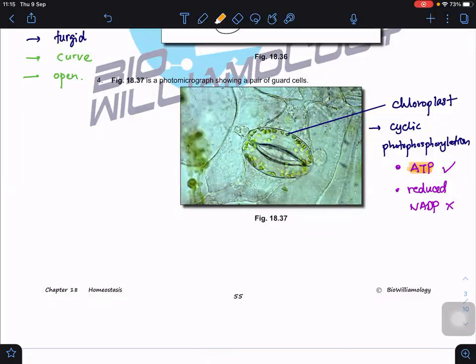So it means that they don't carry out the Calvin cycle. Okay, always remember for this chloroplast, no Calvin cycle, because there is no reduced NADP. Are you guys clear about this? Okay, so that's why the guard cells are sensitive to the light, because when they receive the light, they can carry out cyclic photophosphorylation and produce ATP. And because of the production of ATP, you have a series of reactions until the opening of the stomata takes place.